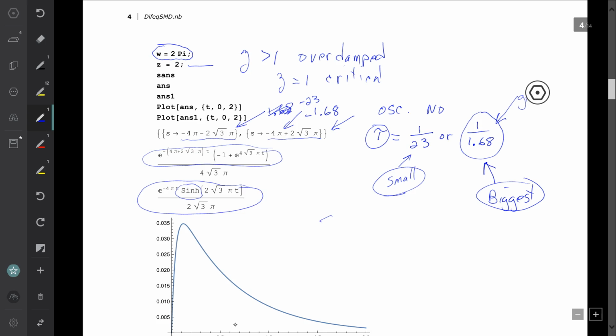Is it stable? Yes, it's stable. How do you know? Because all of the real parts of the s equation are negative. If any one of them was positive, that would mean that one term gets bigger and bigger, which we would call unstable. So it's stable. We found the time constant. It does not want to oscillate.